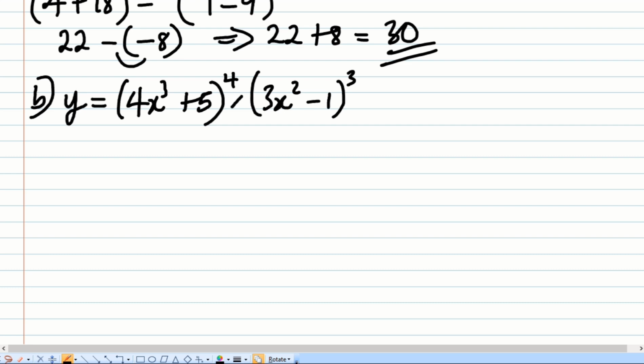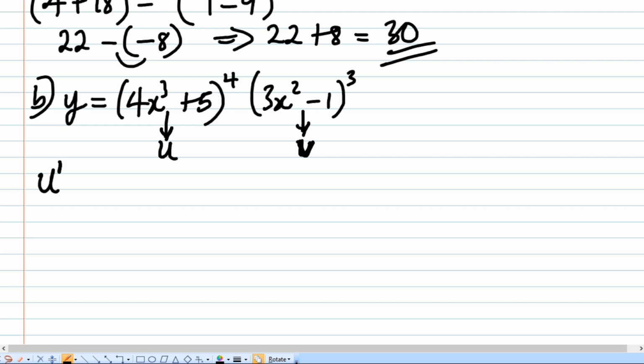So every time you're taking the product of two functions, you're going to use what we call the product rule. The product rule is simply when you have two terms, we can call this term u and we can call this term v.